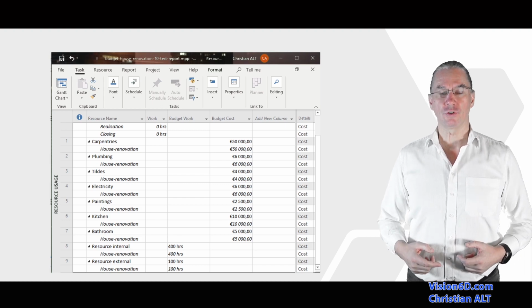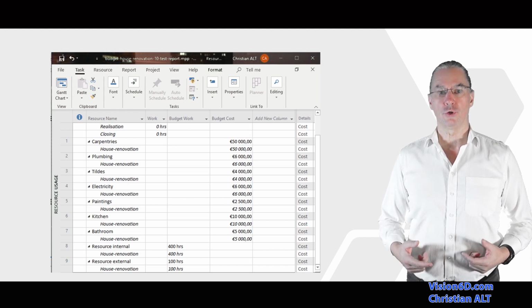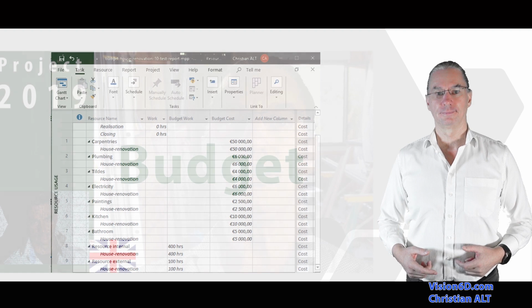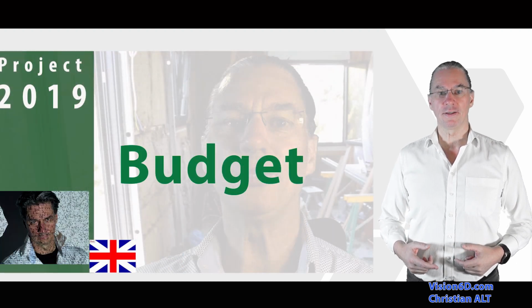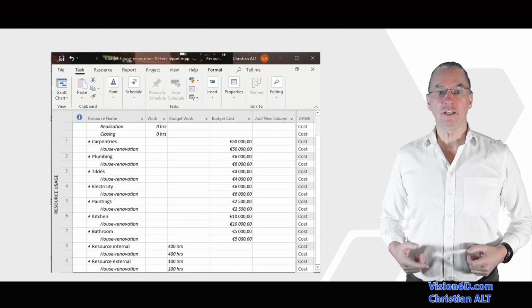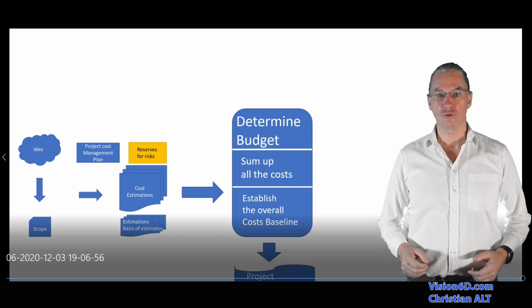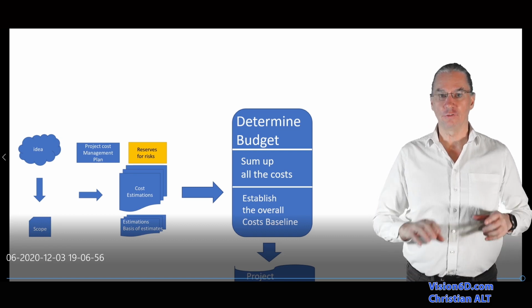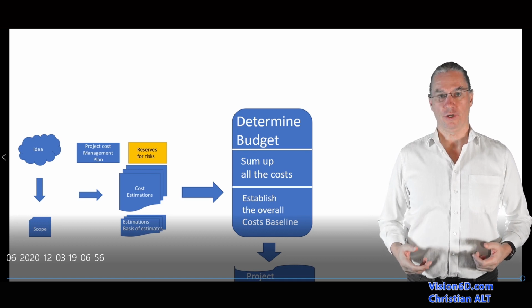This representation is under Microsoft Project, the tool for project management. If you want to have more details on how to create such a budget with MS Project, there is a video dealing with this. I have here the representation of activities and flow of the cost in a project.